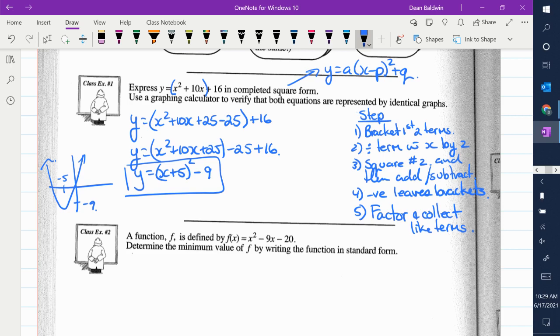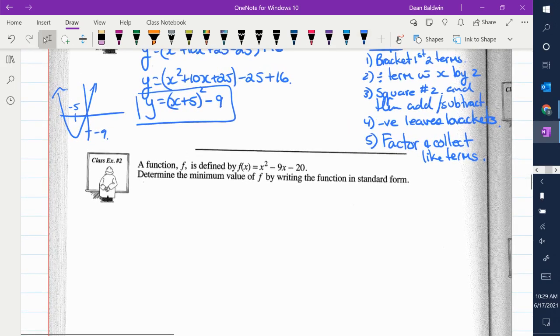I mean, we're going to add one more wrinkle, but it's just one extra step, and it's not actually too difficult, but I want to practice on this one here. x squared minus 9x minus 20. Okay, we're going to convert this to standard form, a(x minus p) all squared plus q. First step is to what? Bracket the first two terms. Okay, now what? No, before you square the 9, you have to divide it by 2.